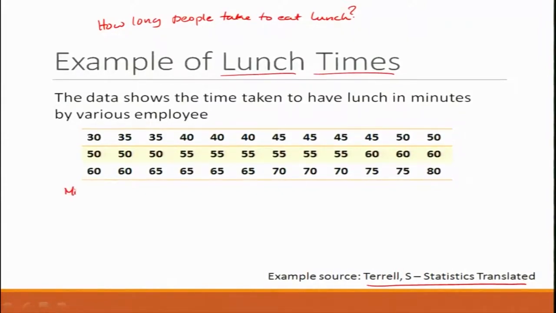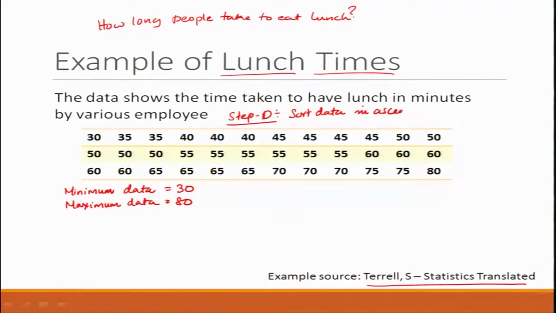Here you can see that the minimum data value is 30, and the maximum data value is 80. You can see that this is arranged in ascending order. Sometimes when the data is not available in ascending order, it is advised that you sort it in ascending order. So, step 0: sort data in ascending order. This is important. The minimum and maximum data are given as 30 and 80, which implies the range of the data is 80 minus 30, which is equal to 50. The number of classes in a frequency distribution depends upon the range of the data and also on the number of observations.